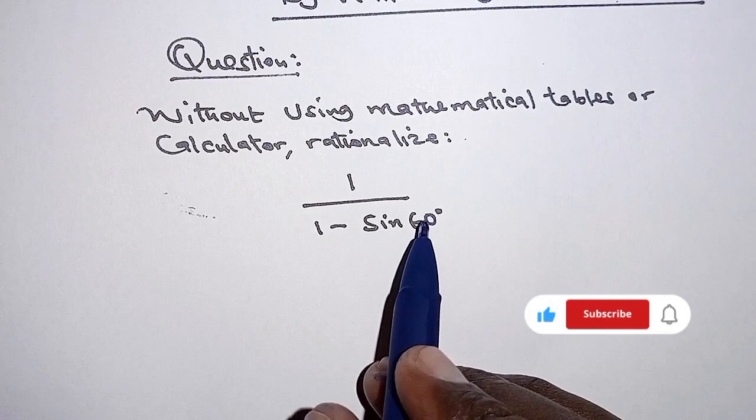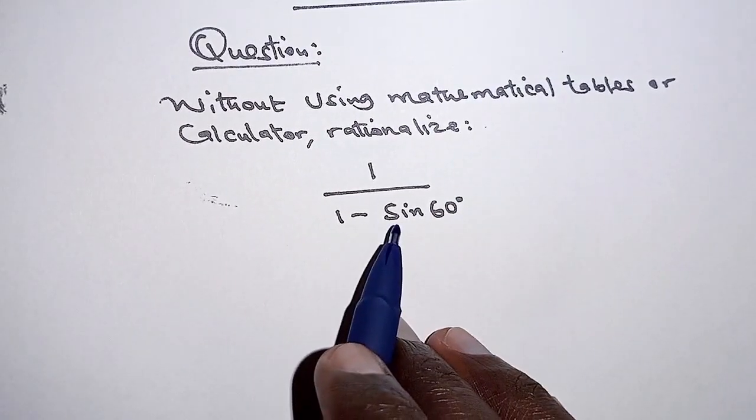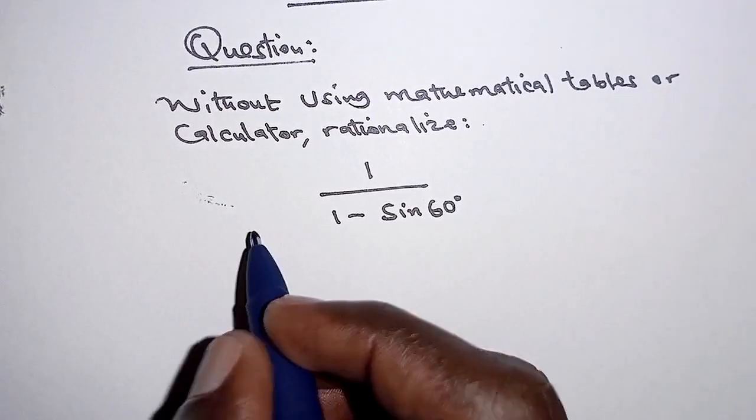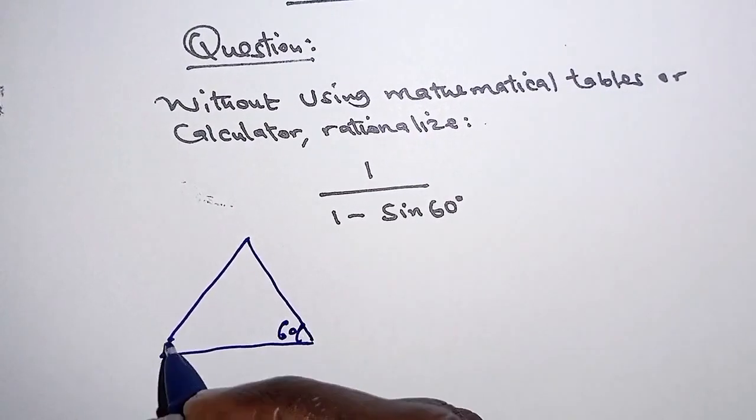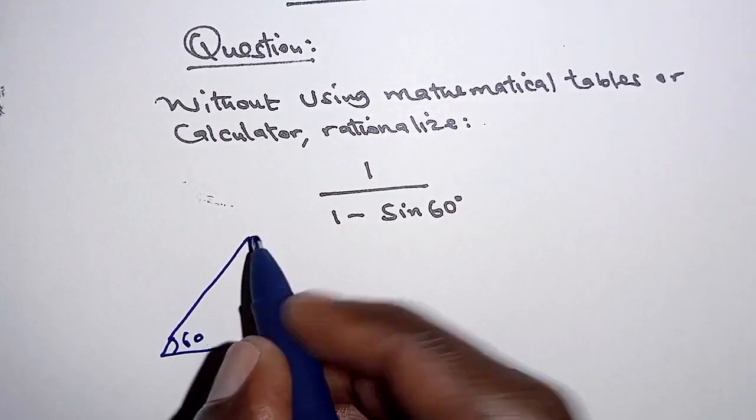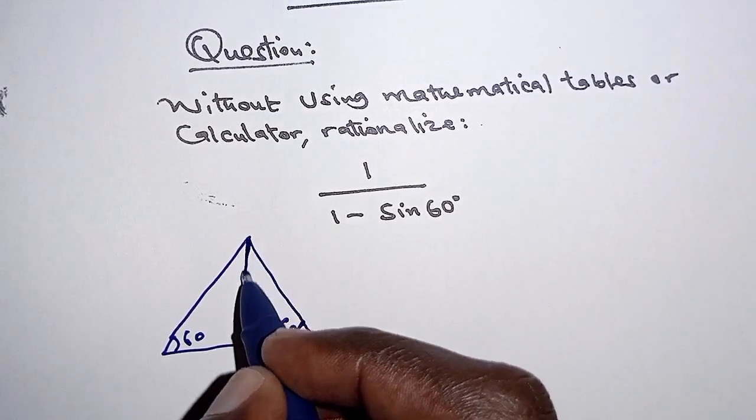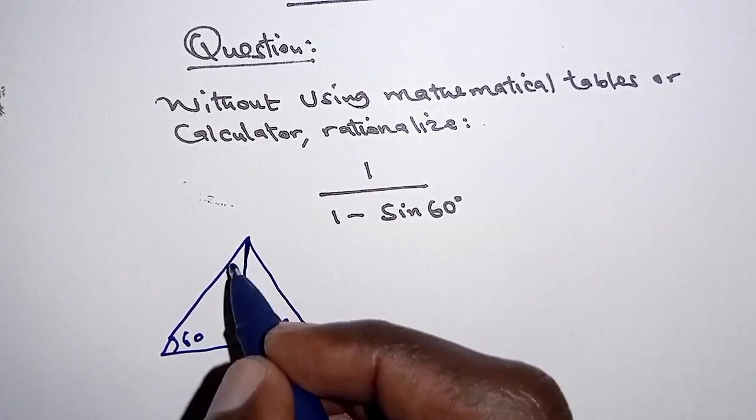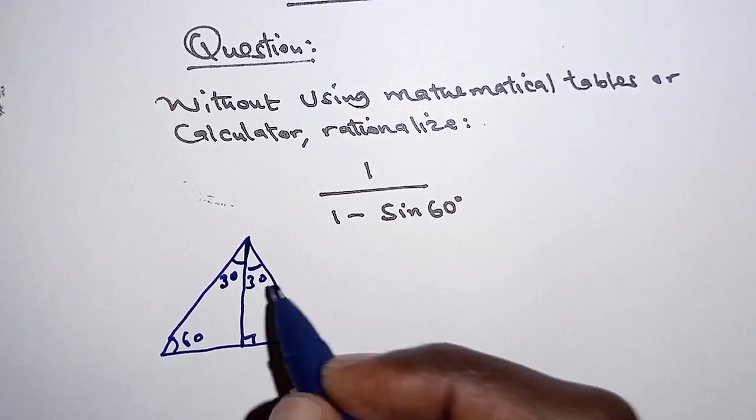Now 60 degrees is a special angle. That means we can determine its trigonometric ratios from this triangle. So consider an equilateral triangle. So if we drop a perpendicular bisector of the base from this vertex here, then it also bisects this angle so that we have here 30 degrees and here also 30 degrees.